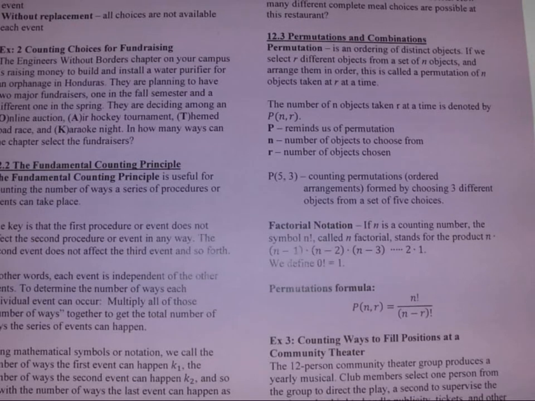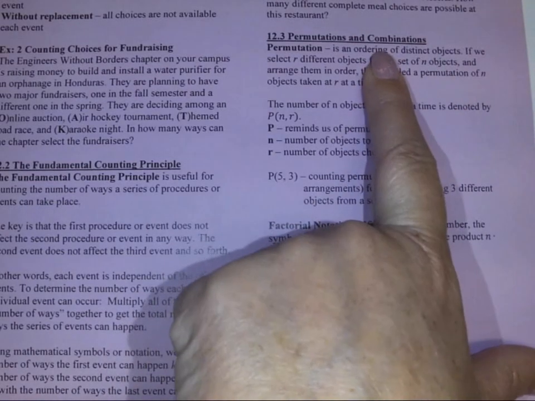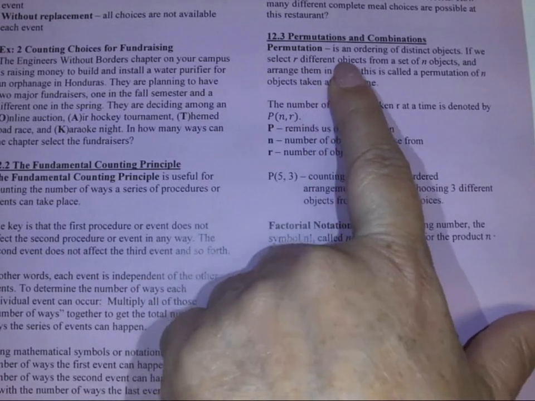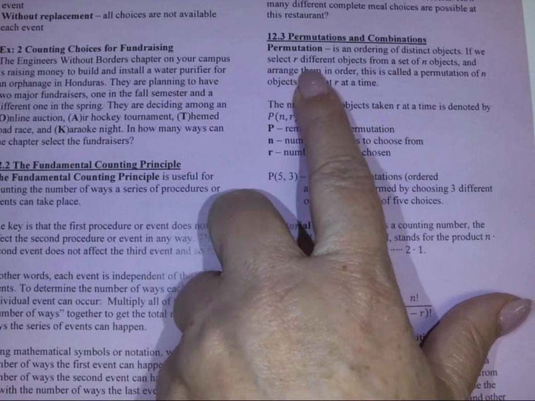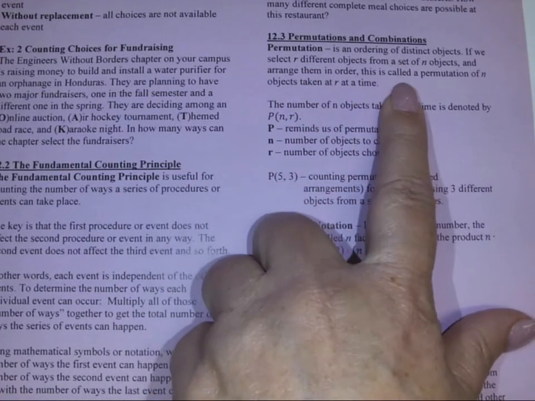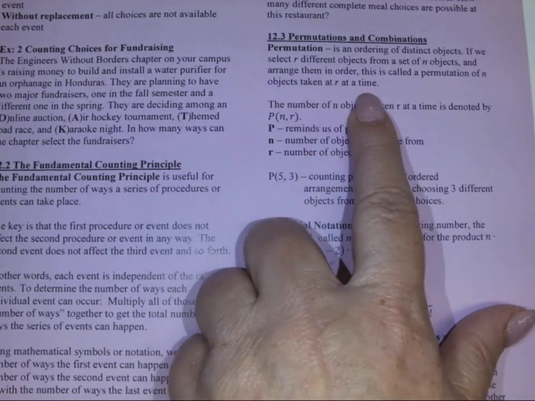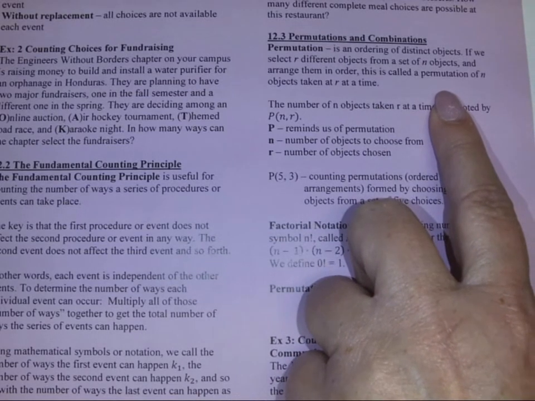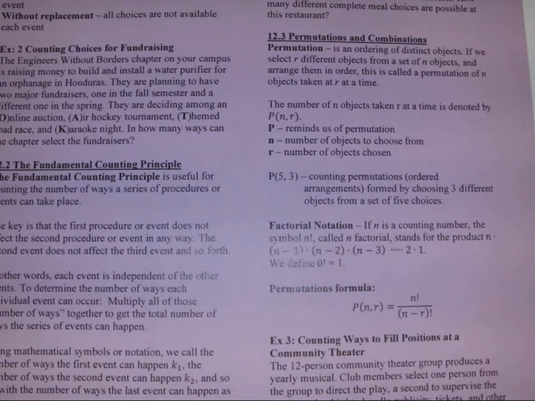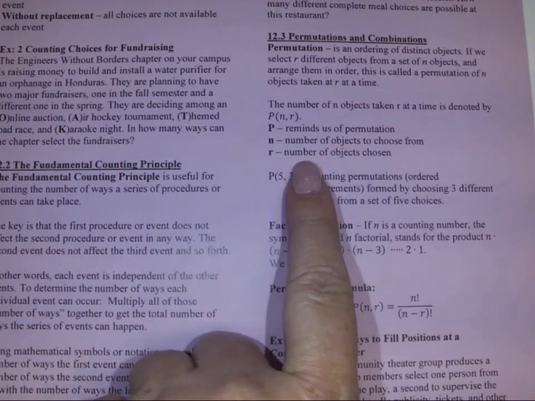We're talking about permutations and combinations in this section. So a permutation is an ordering of distinct objects. If we select R different objects from a set of N objects and arrange them in order, this is called a permutation of N objects taken R at a time. So let's see what this could look like in notation.